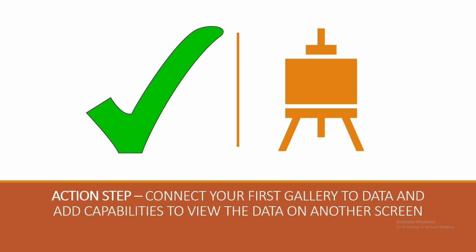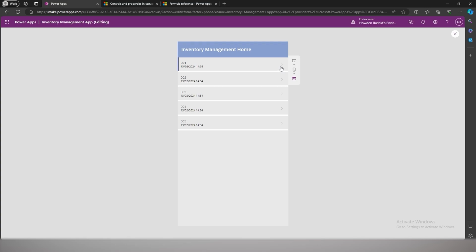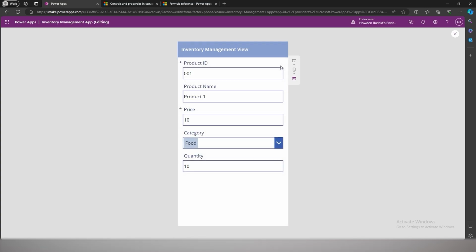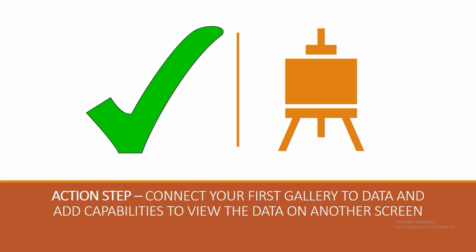So here is your action step. Connect your first gallery to data and add capabilities to view the data on another screen. So as you saw with the PApp project, if you add that gallery in the first screen, how do you make the data viewable on another screen? If you can develop that, then you've passed this action step. I'll see you in the next section where we're going to be introducing Power Automate.